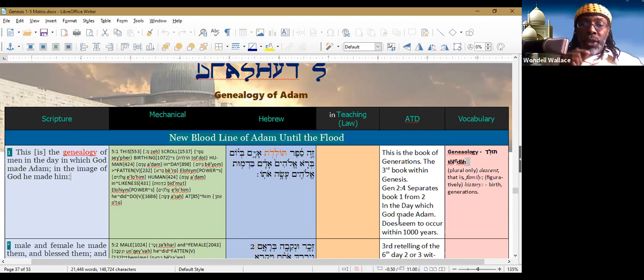"In the day which God made Adam" does seem to occur within 1,000 years. That's me piggybacking off that argument. Well, a day to God is 1,000 years, which I don't think is a proper way to address a day, because nowhere else in the scripture does he relate a day as 1,000 years. You have the prophecy of Daniel, where each day mentioned in that prophecy is an actual year, not 1,000 years.